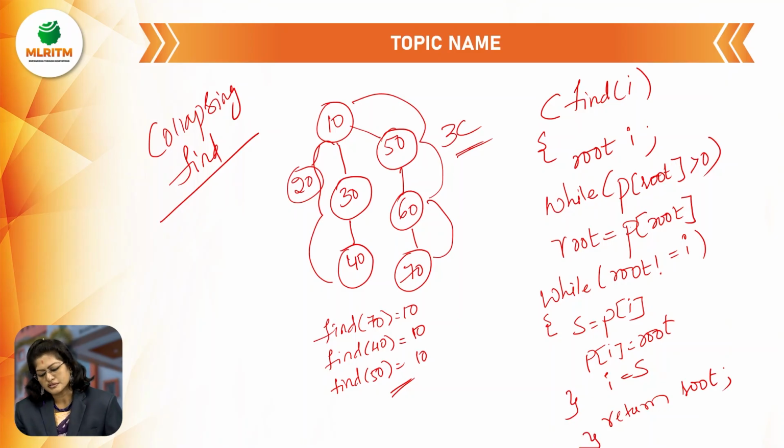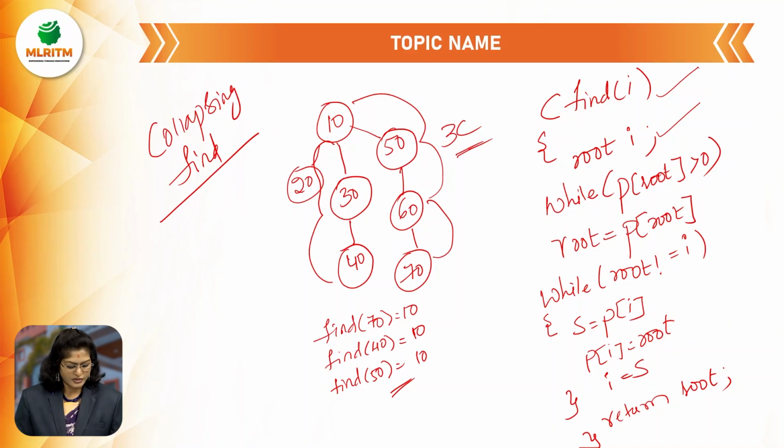This is the algorithm. First you need to find of I, then root of I. Same procedure we used in the simple find operation. Here the finding operation is also the same. But while P of root is greater than 0, root equals P of root, and while root not equals I, S equals P of I, P of I equals root I, I equals S.